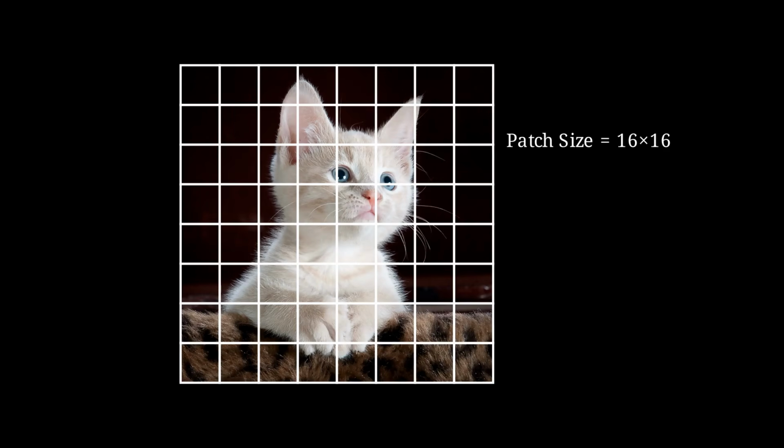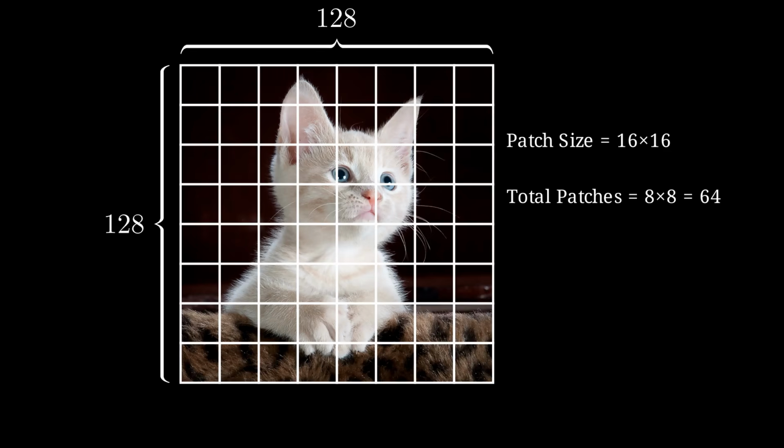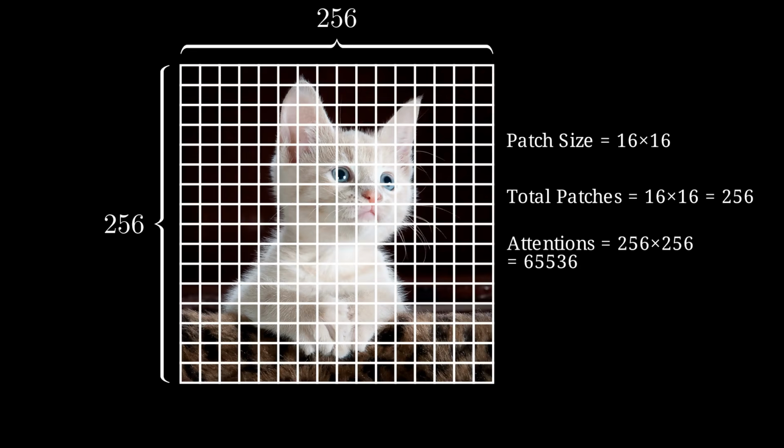We have a fixed patch size of 16 by 16 because increasing it to a higher value would prevent vision transformers from gaining a good understanding of the patch. So, the image size should be 128 by 128 for 64 patches. There will be a total of 4,096 attention values calculated at each layer. If the image size is now 256 by 256, you can see attention increased by a huge margin.